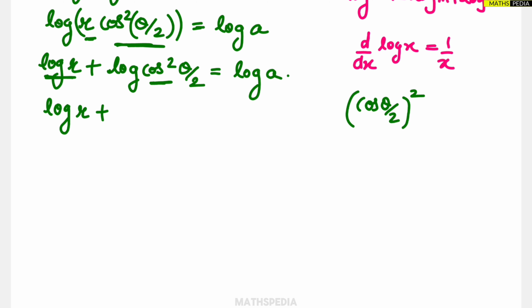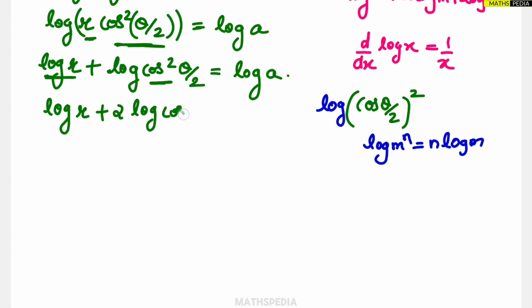Now this particular 2 can be brought into the front of the log function. Which formula are we going to apply? Log m power n is n log m. That means if it is log of cos theta by 2 the whole square, that particular 2 can be brought in front. That will become 2 log cos theta by 2. So this is just a property of logarithm. Now log a as it is. After simplification we can go for the differentiation part.